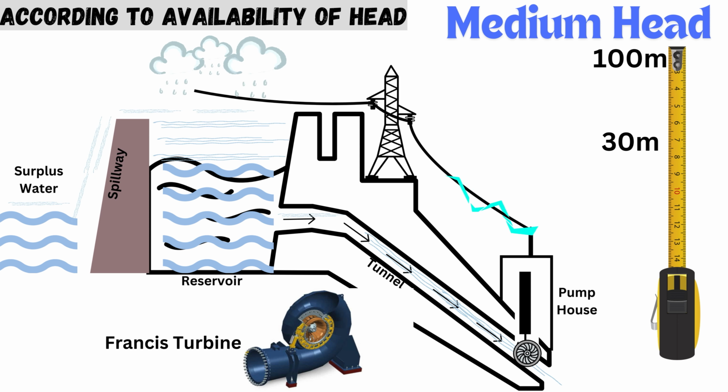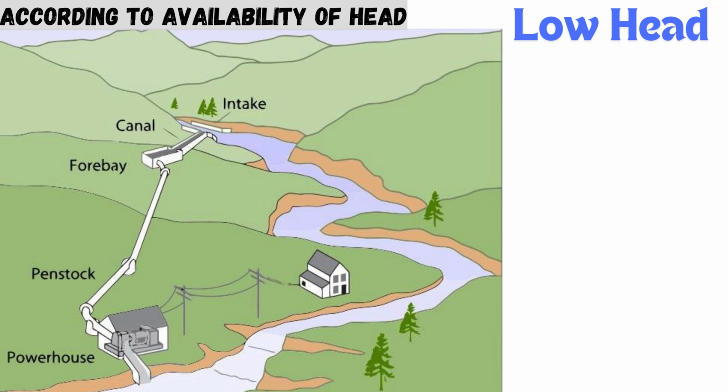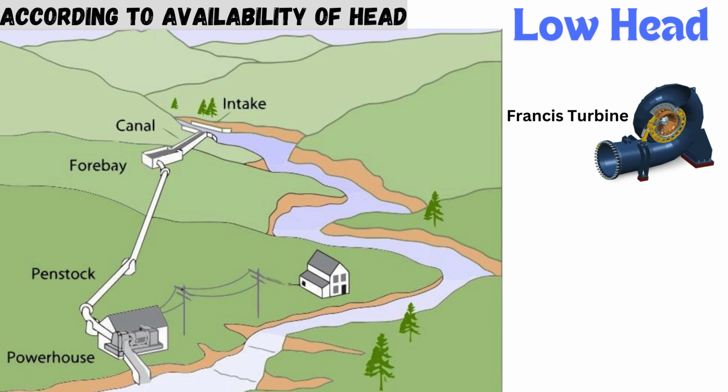Low head power plants. These plants usually consist of a dam across a river. A sideway stream diverges from the river at the dam. Over this stream the powerhouse is constructed. Later this channel joins the river further downstream. This type of plant uses vertical shaft Francis turbine or Kaplan turbine.